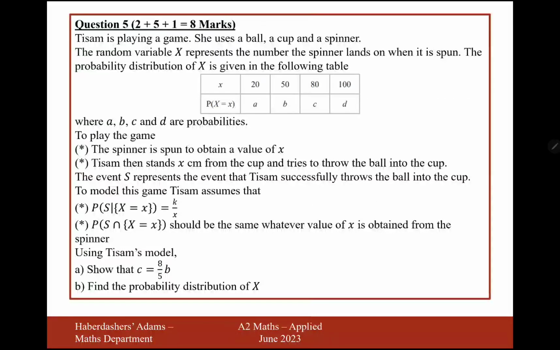Here we're looking at question 5. So it's a bit of a long one. Tizam is playing a game. She uses a ball, a cup and a spinner. The random variable x represents the number the spinner lands on when it's spun. The probability distribution of x is given by the following game.